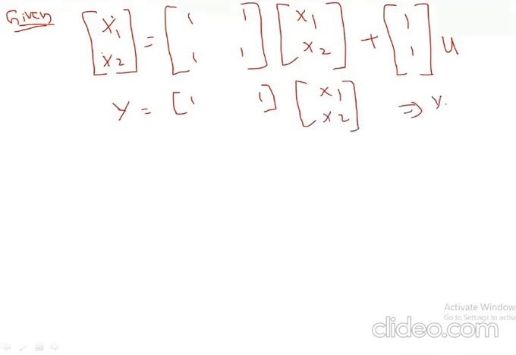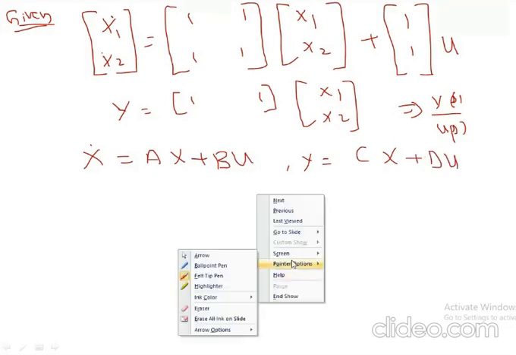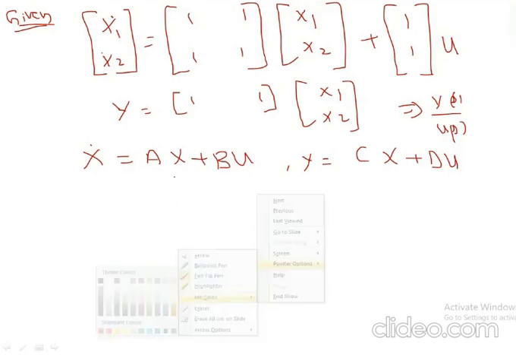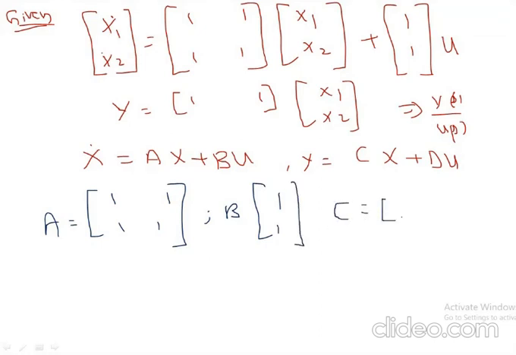Now you need to find Y of s by U of s. From the given data, if you compare with x dot is equal to Ax plus Bu, and y is equal to Cx plus Du, you get the matrix A as [1 1; 1 1], the matrix B as a column matrix [1; 1], the matrix C as a row matrix [1 1], and the matrix D is 0, as given.